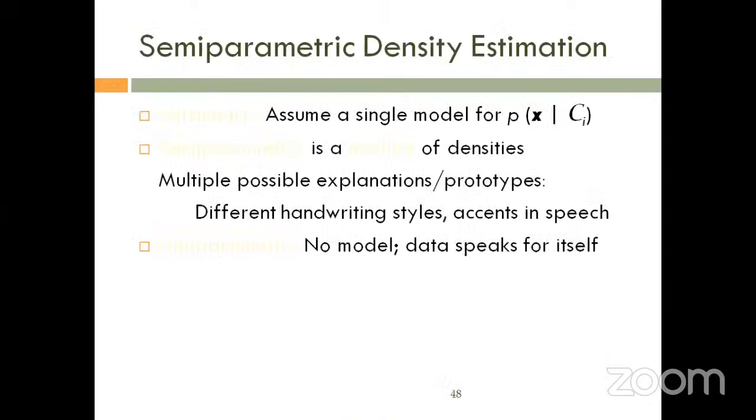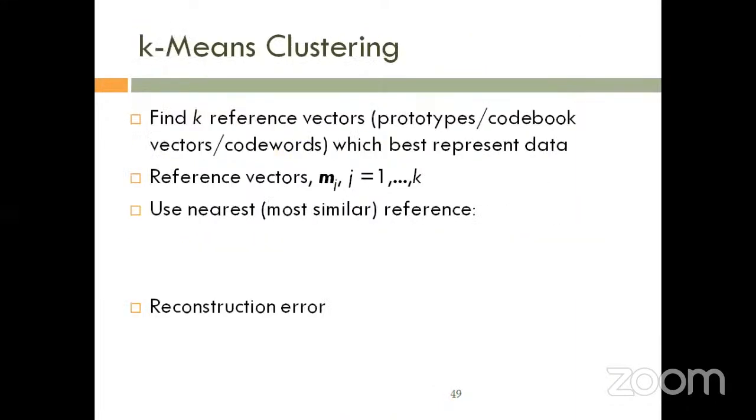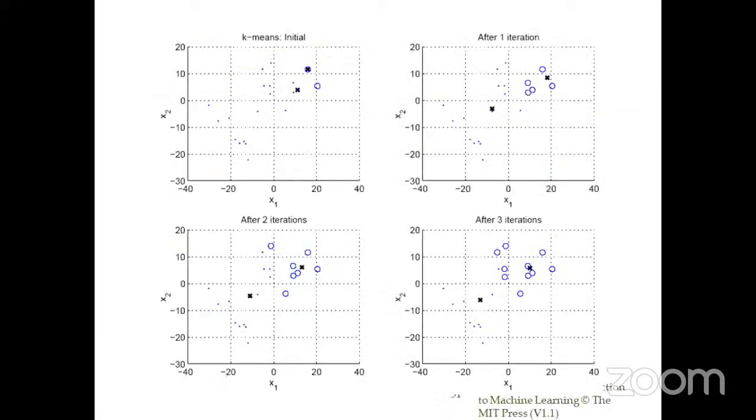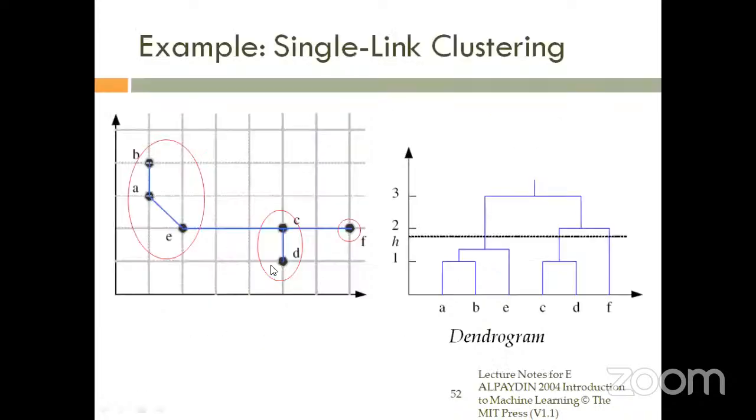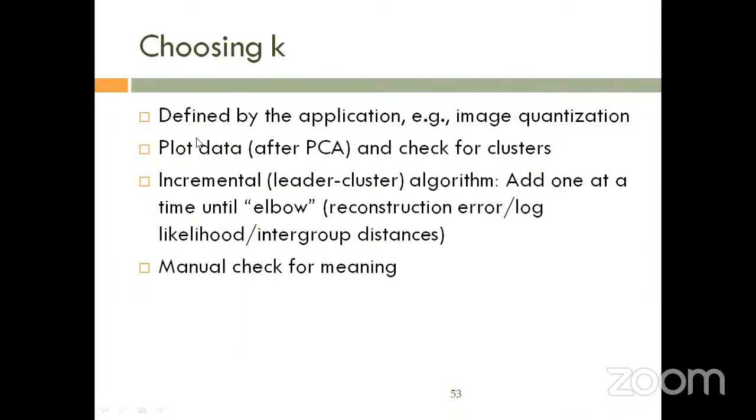Okay, clustering. Already I have told you how the things are clustered. K-means, that is, this is the K neural networks. So here you can see how, using the K neural networks, it is separated. This is your PCA, principal component analysis. This is your clustering again here. Choosing the K in K-means is defined by the application, for example image quantization and plot data. This is PCA, principal component analysis. Check the clusters. Incremental, that is the leader cluster algorithm: add one at a time until the reconstruction error, that is the log or inter-group distances, changes, and then manually check for the meaning.